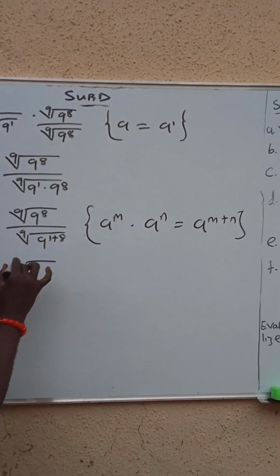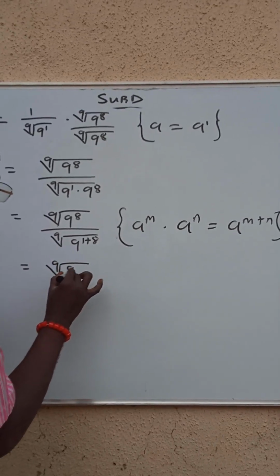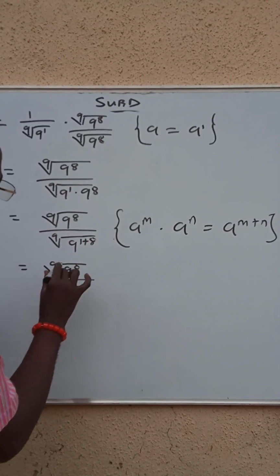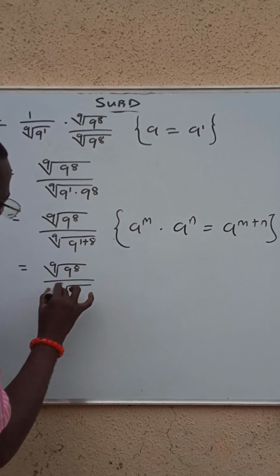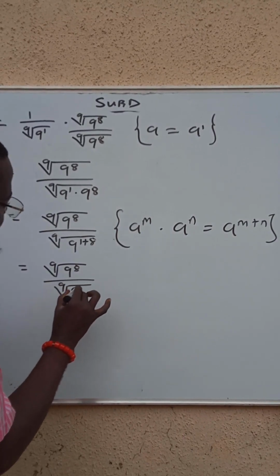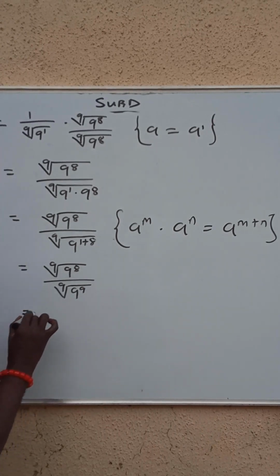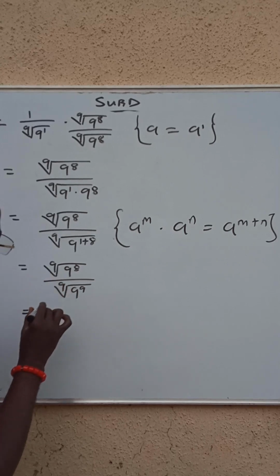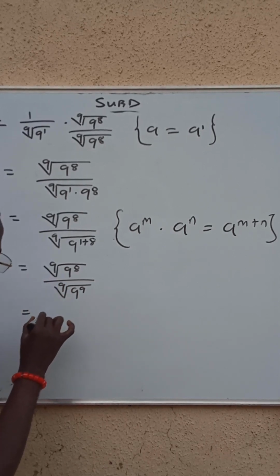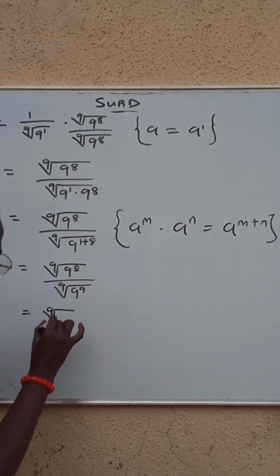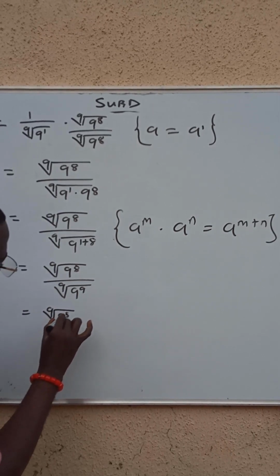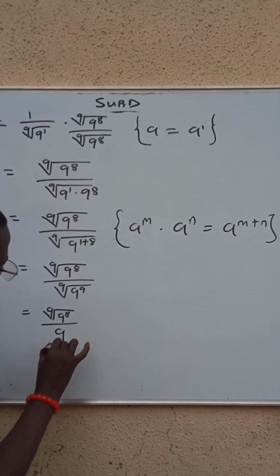The ninth root of 9 raised to the power of 8 over the ninth root of 9 raised to the power of 9, because 1 plus 8 is 9. So, and this will now give me what? The ninth root of 9 raised to the power of 8 over 9.